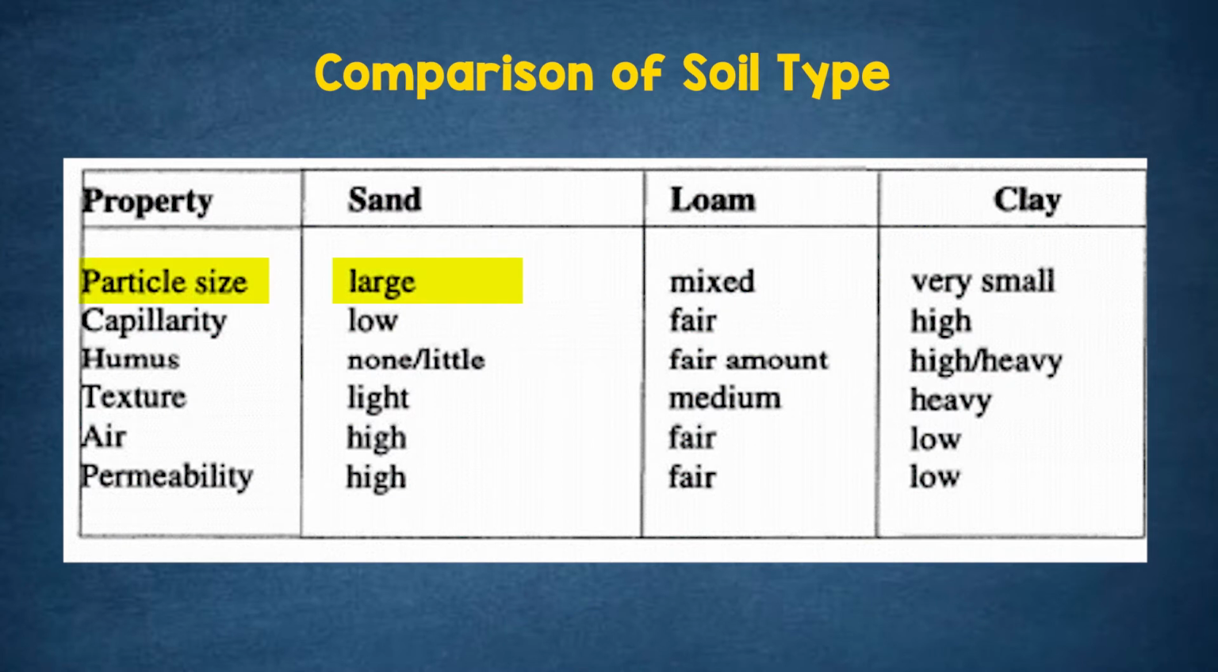For sand, the particle size is very large, whereas for loam, it is mixed, and for clay, it is very small. What about capillarity? It is very low in sand. It is a fair amount in loam, which we saw. And for clay, it is very high. What about humus? Humus, there is none or maybe little in sand. There's a fair amount in loam, and there is a heavy amount in clay.